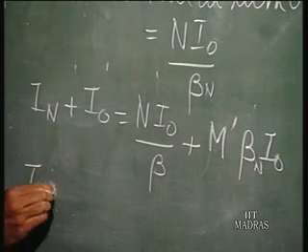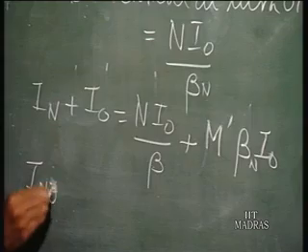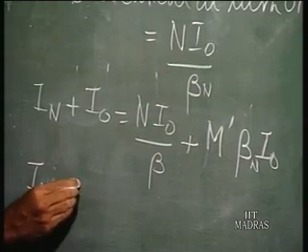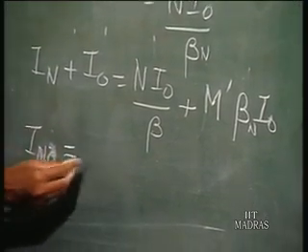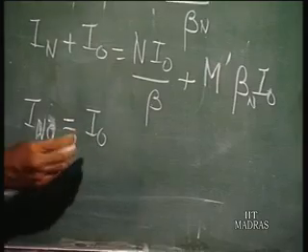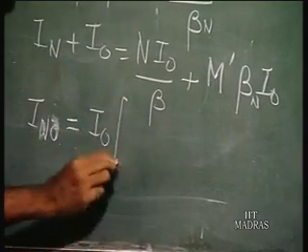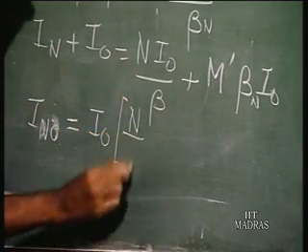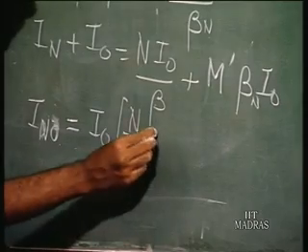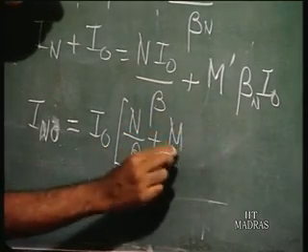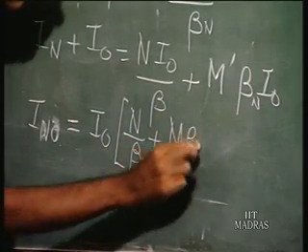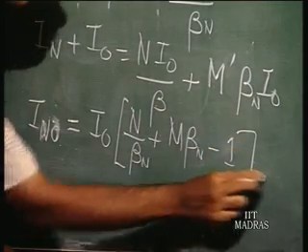Actually this is called I n O, that is 0, because this transistor is in off condition, is equal to I naught times (n by beta plus m beta minus 1).